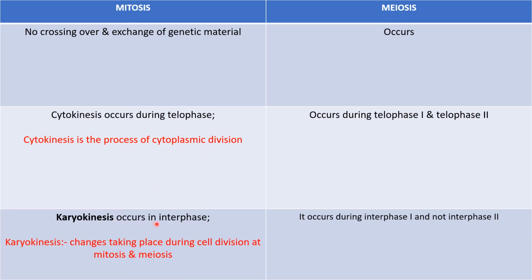Karyokinesis occurs during the interphase phase of mitosis. This occurs during interphase 1 and not in interphase 2 of meiosis. Let us also recall that karyokinesis are changes taking place during cell division at mitosis and meiosis.